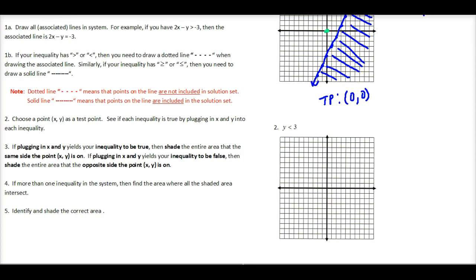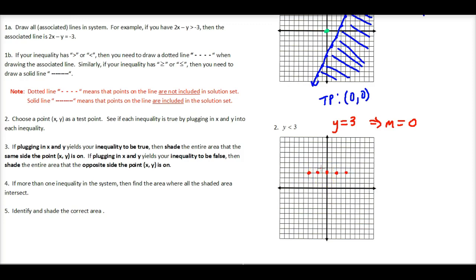For this example, we see that we have y is less than 3. And so the associated line with this would be y equals 3. And we know this to be a horizontal line, or a line that has a slope of 0. So here, if we look here, we can find a few points. Doesn't matter what x is, y is always 3. So we go up 1, 2, 3. So we got (0, 3), (2, 3), (4, 3), (negative 2, 3), (negative 4, 3).